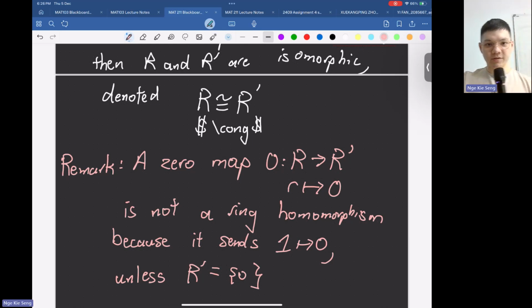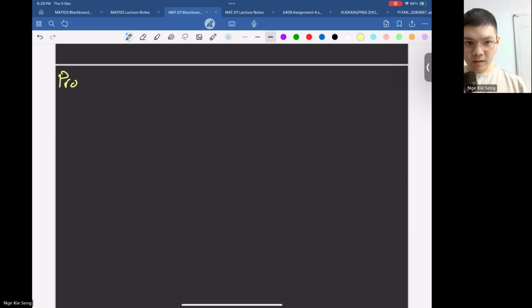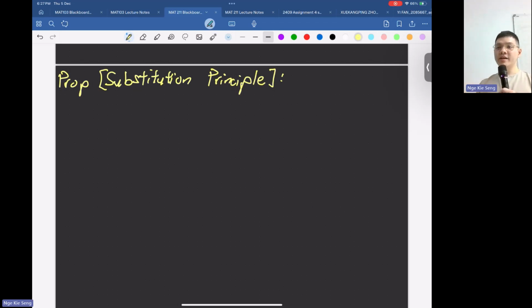Okay, we still got time. Let's go. So, proposition. The reasoning is also very important. If you don't understand the reasoning, I can't go this fast. This is the substitution principle. By this name, it means that you're going to play around with substitution. So let's see how we play around with substitution here.